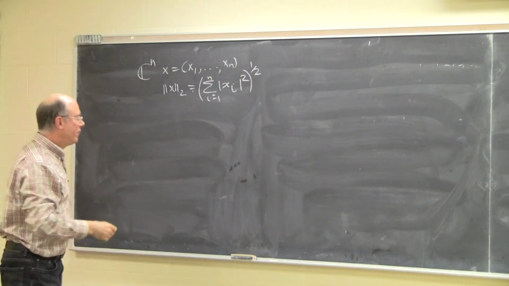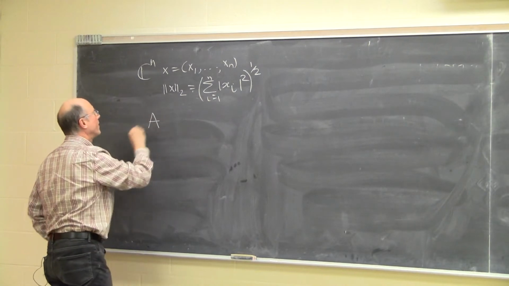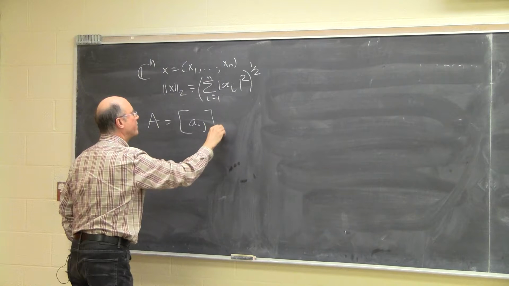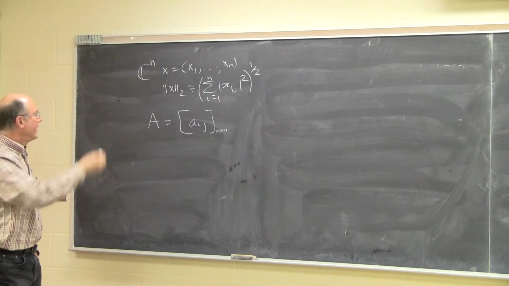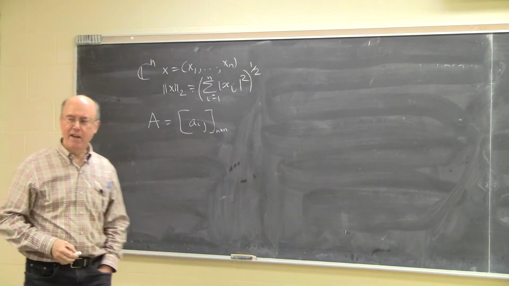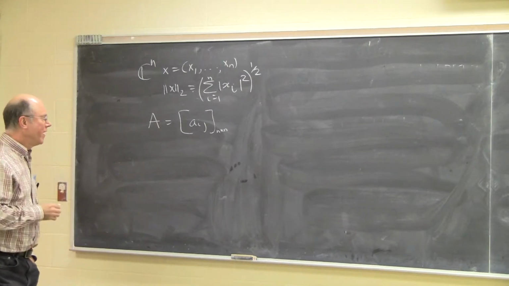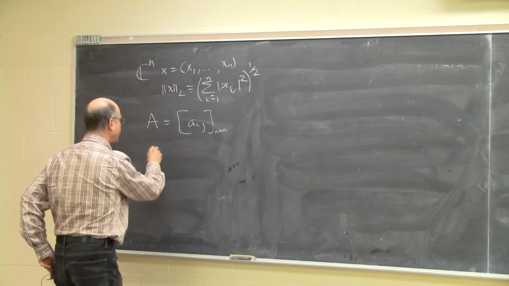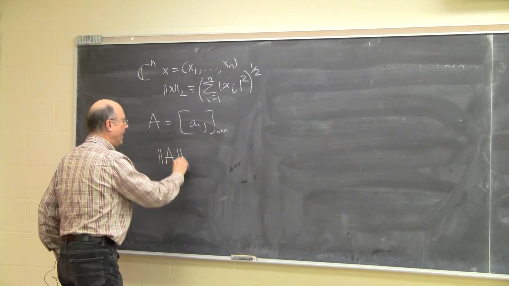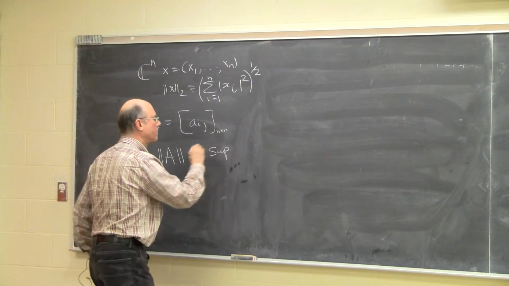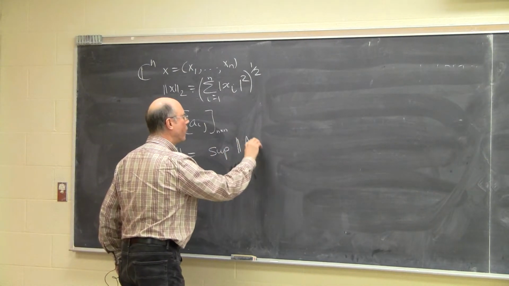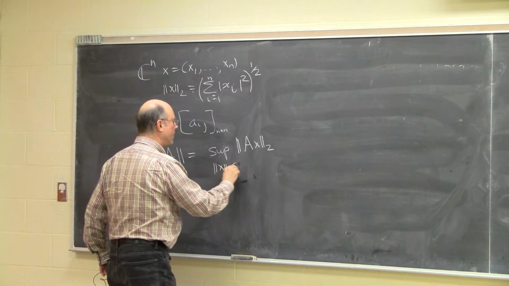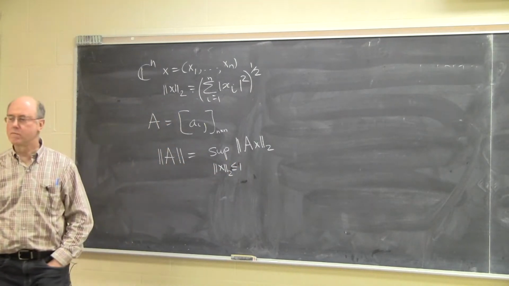And if you have a matrix, A equals Aij, an n by n matrix, then it acts on the vector space Cn, and the norm of the matrix is the amount that it stretches. Okay, so the norm of A is the sup of the 2 norm of Ax, where x runs over the whole unit ball.